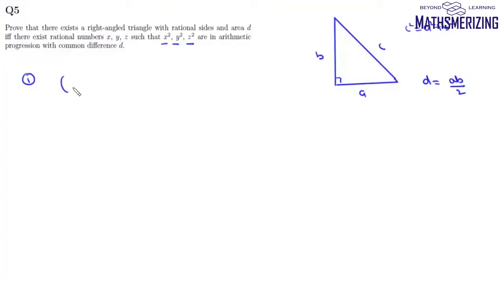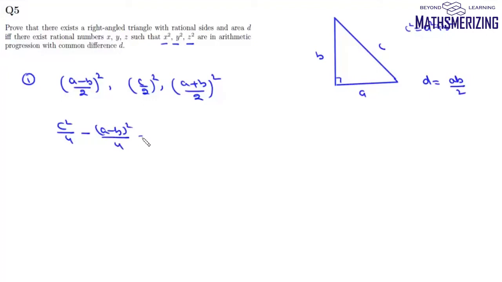One way of selecting them is to choose these numbers as (a minus b) by 2 whole square, c by 2 whole square and (a plus b) by 2 whole square. Now we have to prove that these three numbers are in AP. We find c square upon 4 minus (a minus b) whole square upon 4. It will be 1 by 4, and c square is a square plus b square, minus a square minus b square plus 2ab. Now a square and b square will cancel. We'll get ab by 2, which is this value d.